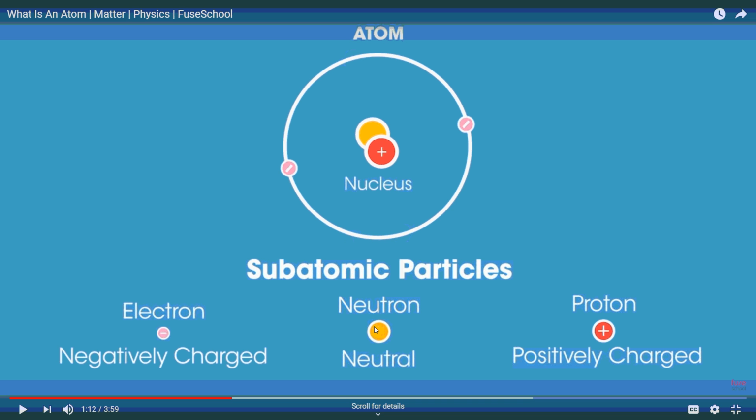Okay, so I'm going to pause that right there. This is the gist of the lesson that we're going to be learning about. These are the parts of the atom. There's protons that are positively charged, so they're plus. Neutrons have a neutral charge.